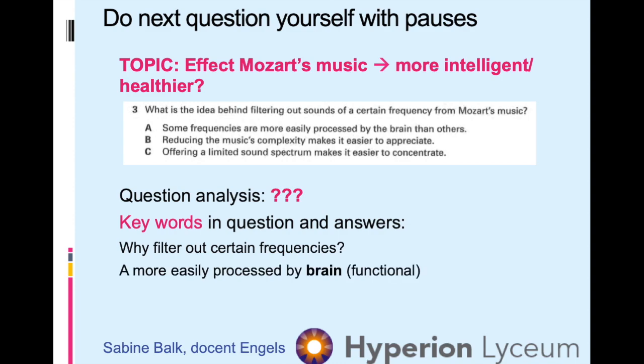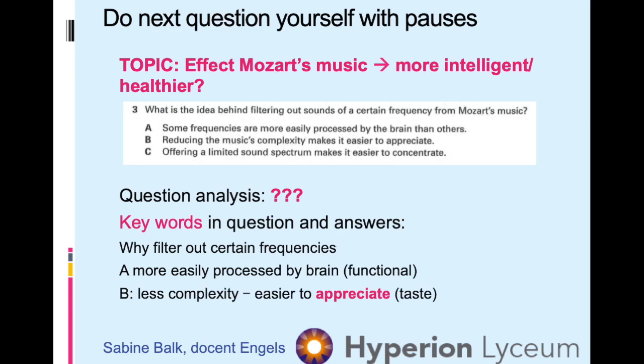Answers? A, because then they will be more easily processed by the brain. Again, the word brain. B, less complexity, making it easier to appreciate the art. And C, the limitations make it easier to concentrate. So focusing on more easily processed by the brain, easier to appreciate, easier to concentrate.